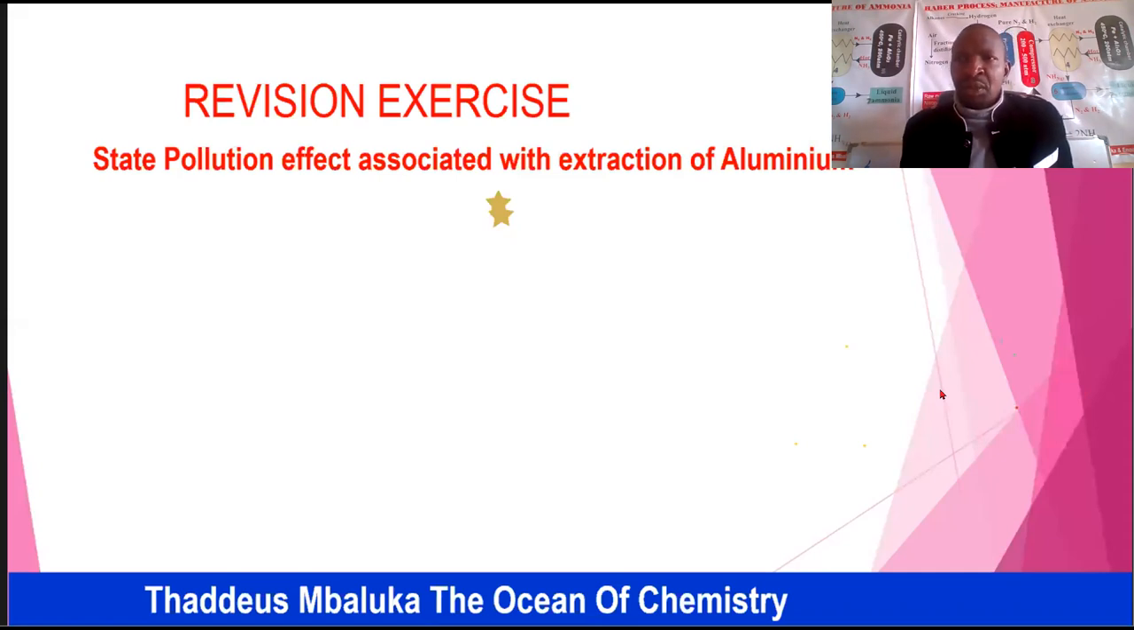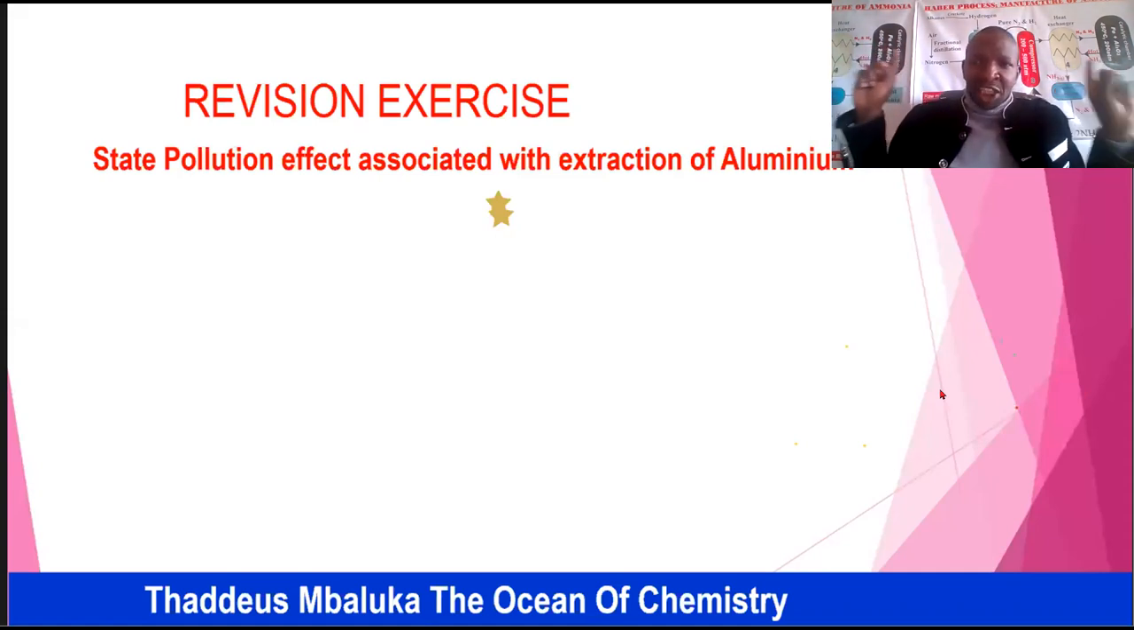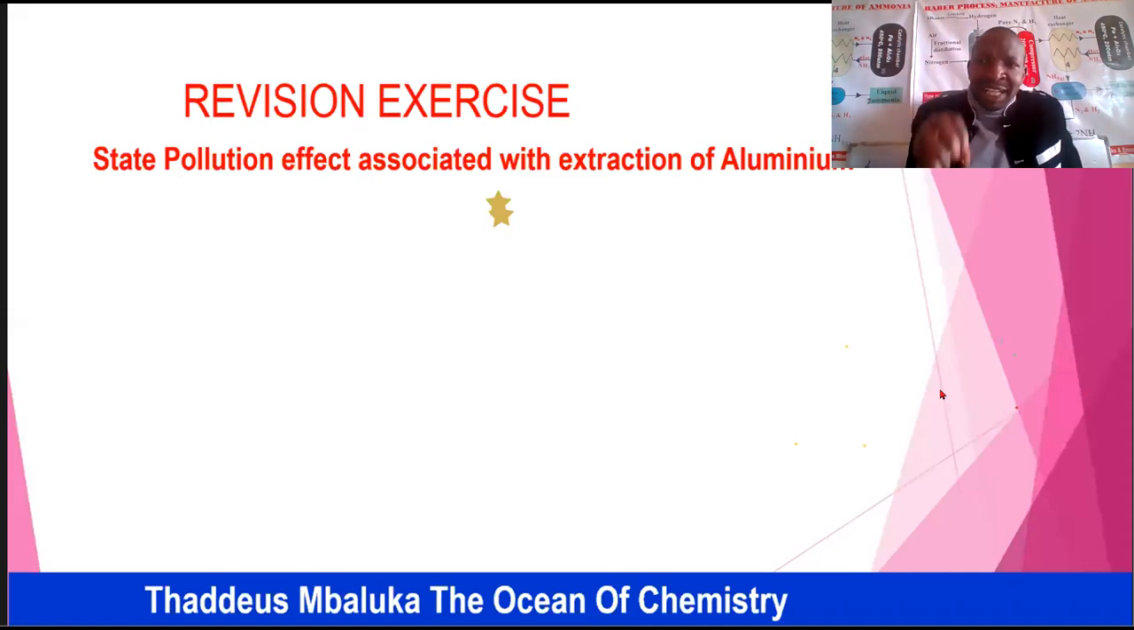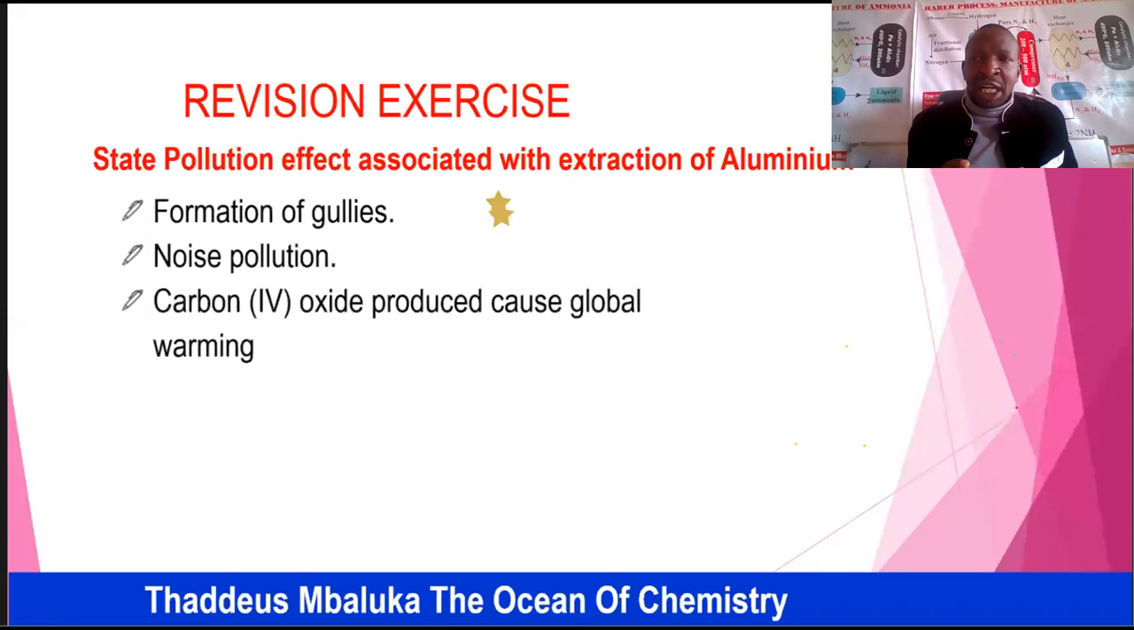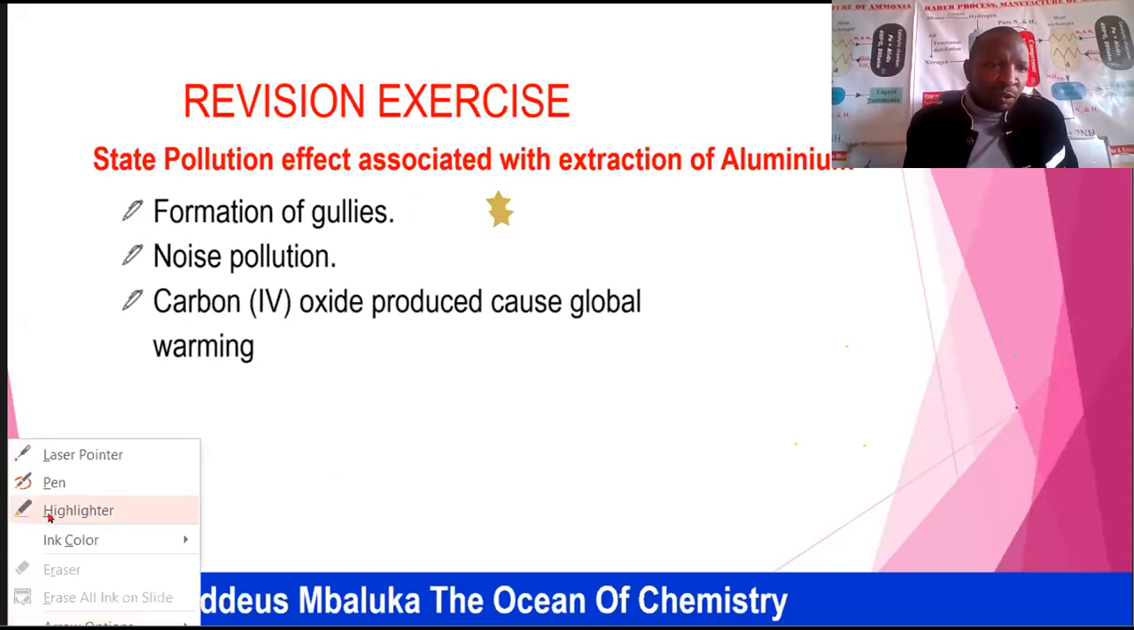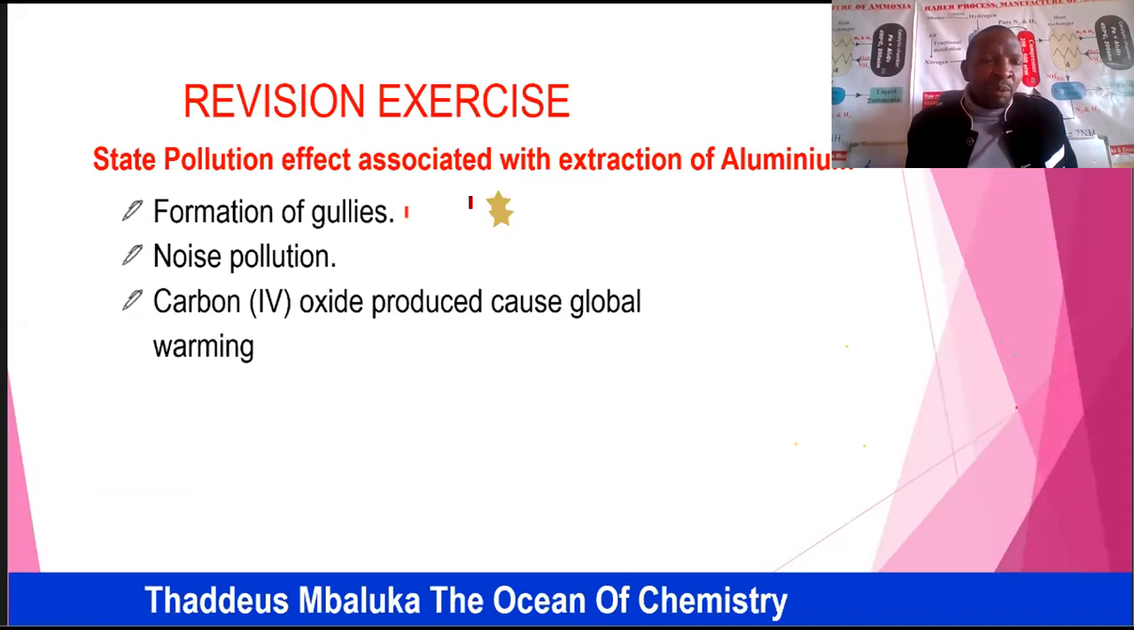Let me tell you this, there is something I want to tell you. For the extraction of metals, there is one pollution effect that applies to all the metals. And that is the creation of what? Gullies. There will be creation of gullies that apply to all metals. As we extract the metal from the ground, we always create those gullies, and that causes environmental degradation. So formation of gullies, that is number one. We can also talk about noise pollution due to the heavy machinery used, and carbon fumes that cause global warming. So those are some of the issues that are there.